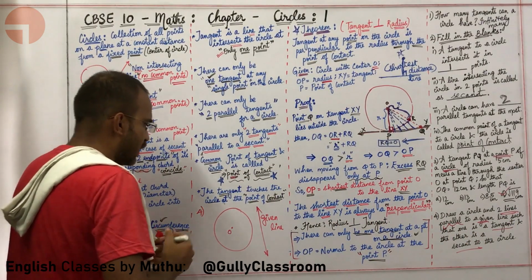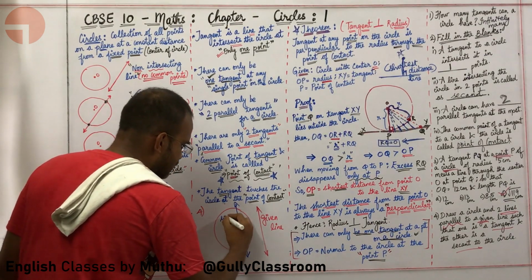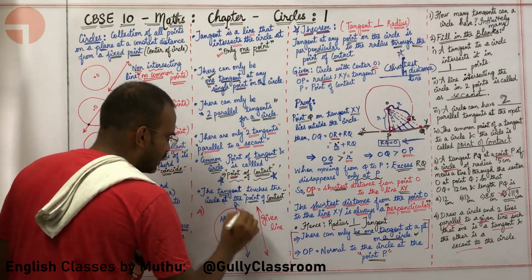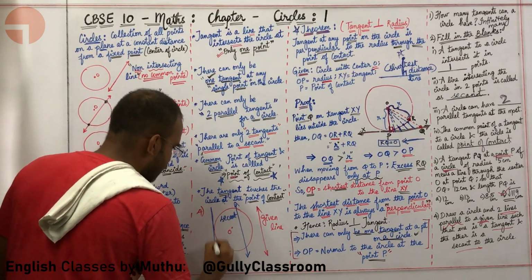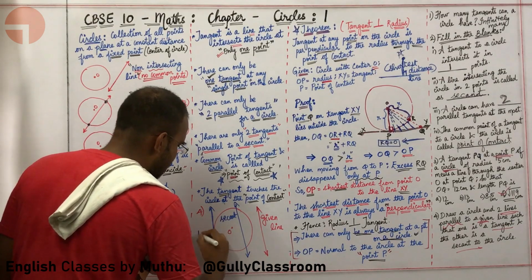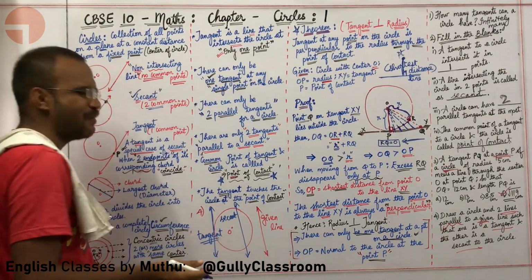So I need to draw one secant that is parallel to this line. Let me draw a secant. This is my secant that is parallel to the given line. Okay, I need to draw a tangent that is parallel to this line. Let me draw a tangent like this. That is basically very easy. Child's play. Am I right or wrong?